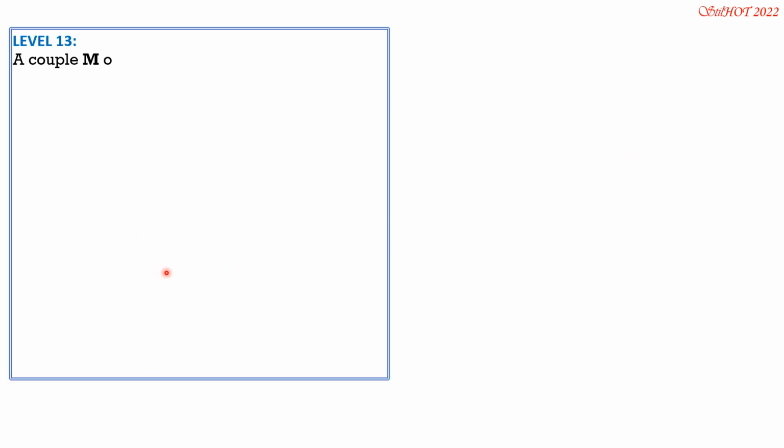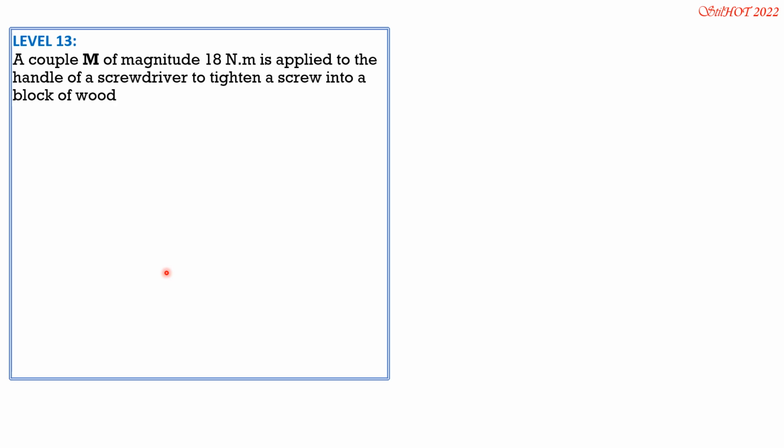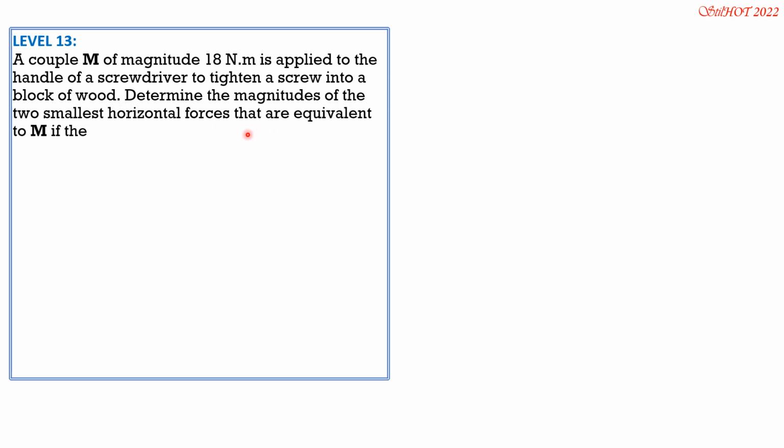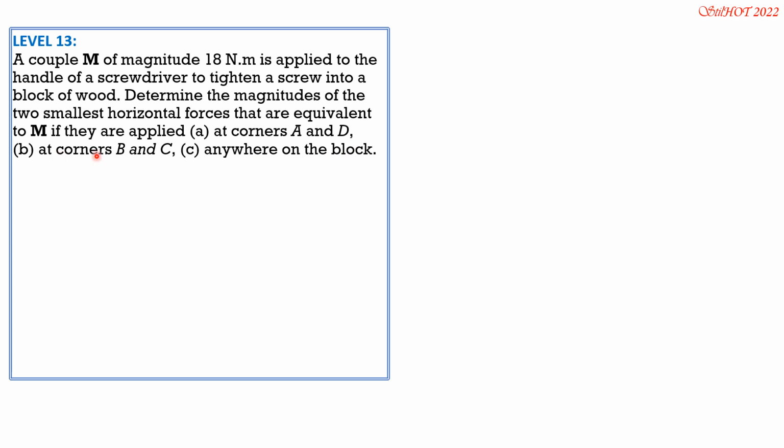Level 13. A couple M of magnitude 80 newton-meters is applied to the handle of a screwdriver to tighten a screw into a block of wood. Determine the magnitudes of the two smallest horizontal forces that are equivalent to M if they are applied (a) at corners A and D, (b) at corners B and C, and (c) anywhere on the block.